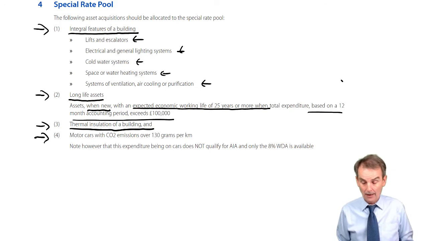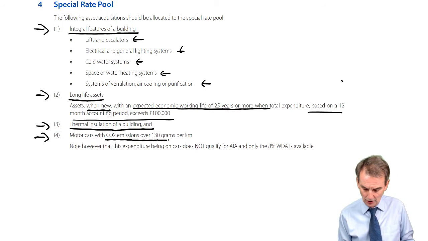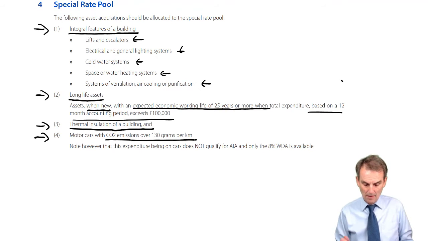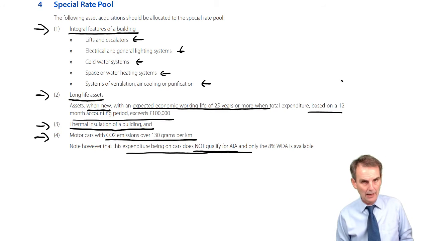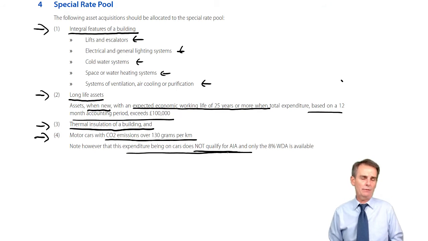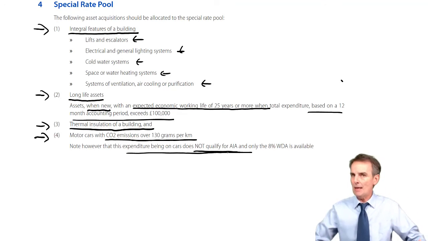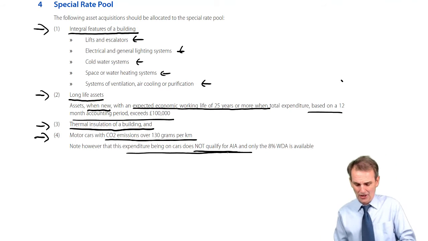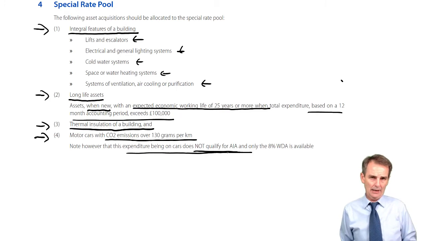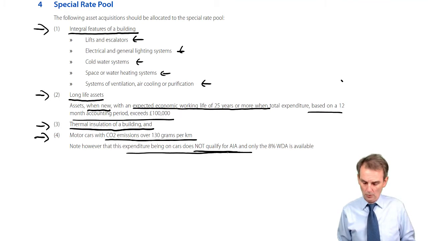And finally, and we'll see this probably most regularly, motor cars with CO2 emissions over 130 grams per kilometre. Remember now that this expenditure, being on cars, does not qualify for AIA. All the other ones listed would qualify for AIA, and if total expenditure came in within the AIA limit, we don't have a problem. But here, cars with high CO2 emissions, there was never a case of AIA being available. The only thing we can have is writing down allowance, and that writing down allowance will be limited within the special rate pool to just 8%.